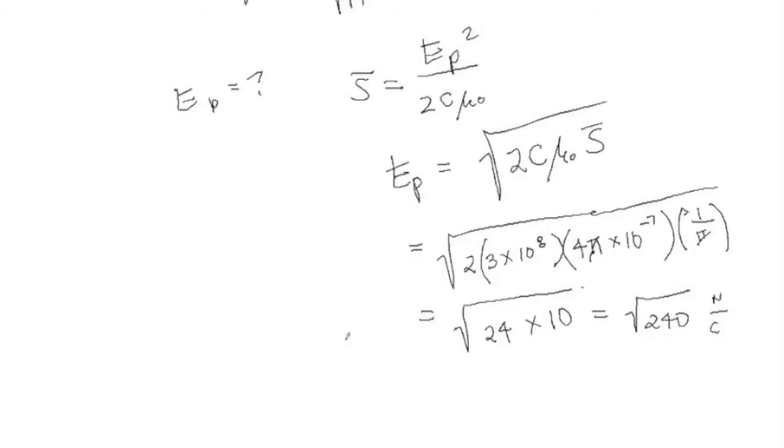Good. And then now to find the magnetic field, we use the equation E equals C B. So B would equal E over C, which is the square root of 240 over 3 times 10 to the 8 Teslas. Okay, good. That's the peak. You probably wouldn't have to simplify that on the test.